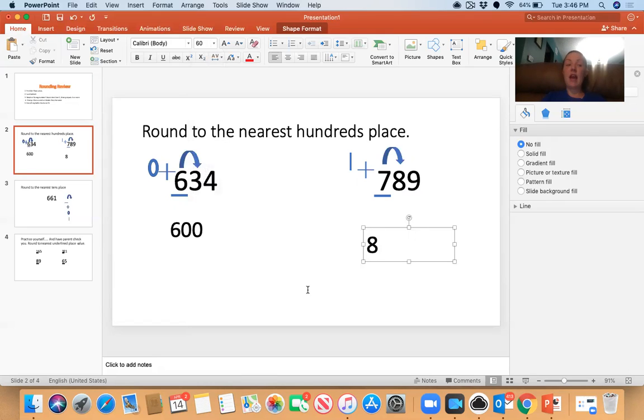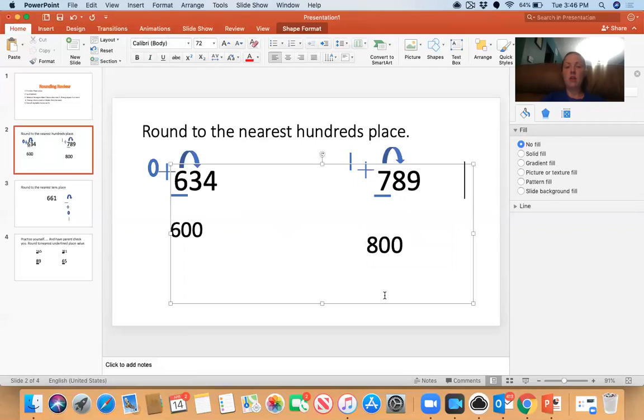And then what is my last step? What happens to all the numbers behind the place value that I'm rounding? They turn into zeros. How many numbers do I have behind my hundreds place? 1, 2. So how many zeros? 1, 2. So 789 rounds up to 800.